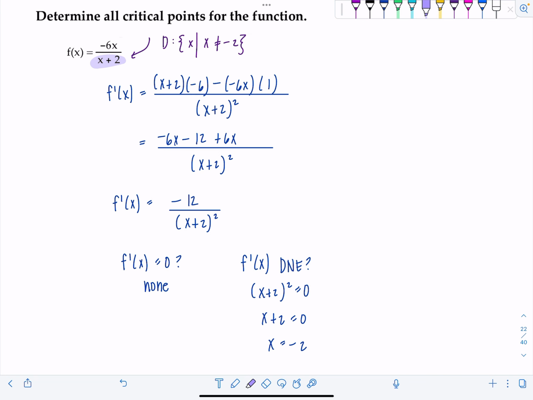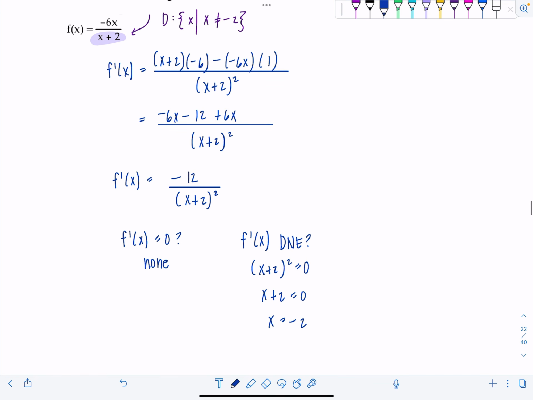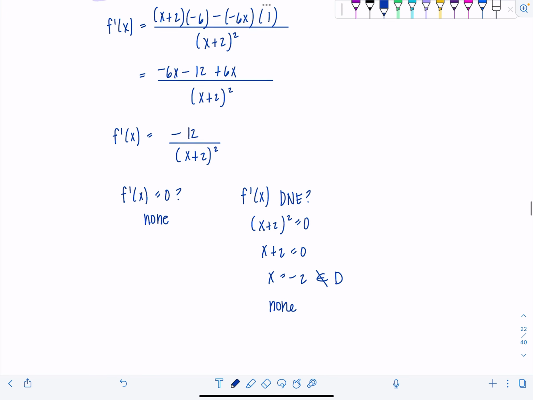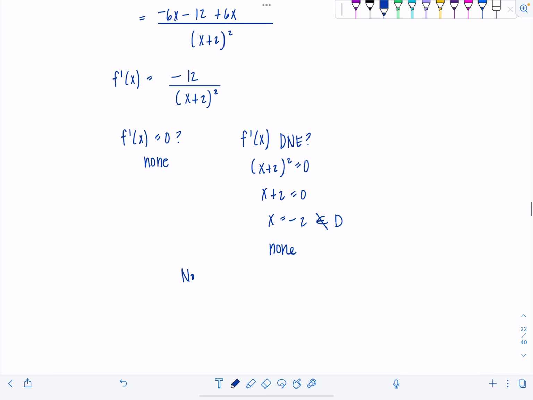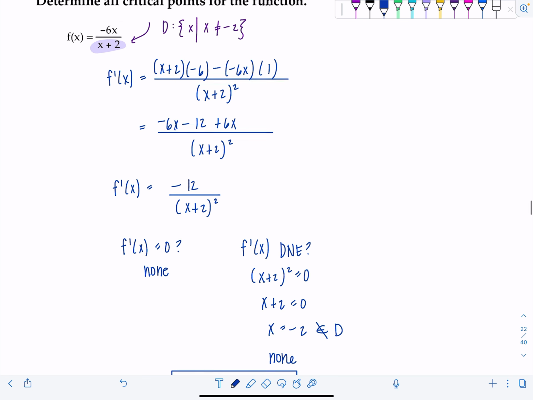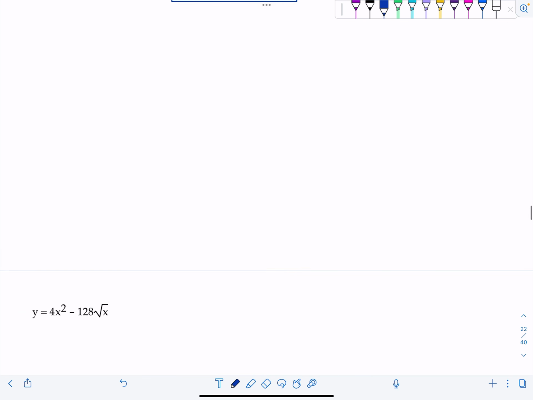So you can't have a critical point that's not even in the domain of the original function. So I would say this is not an element of the domain. So there's no critical points from where f prime does not exist. So what does that mean for f of x? It has no critical points at all. Oh, how sad. Don't feel sorry for it. That's just life sometimes, okay? Don't feel sad. f of x has lived a good life. Okay, let's look at another example. This one won't be so depressing, perhaps.